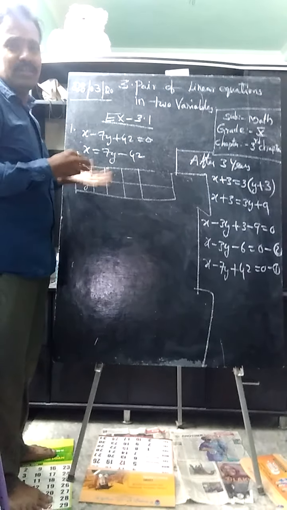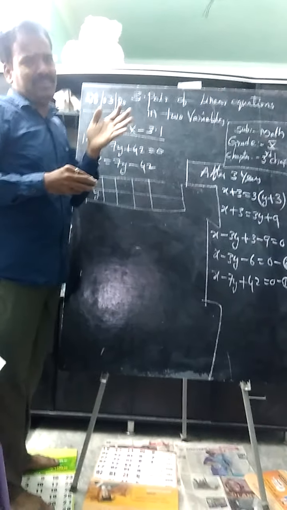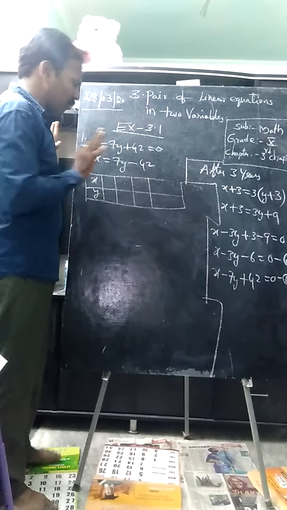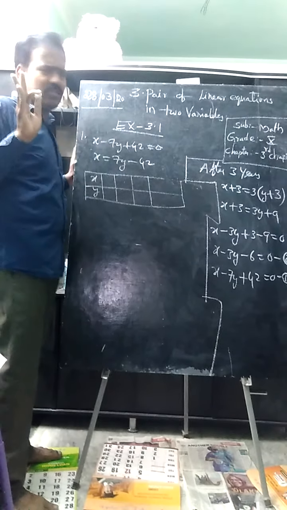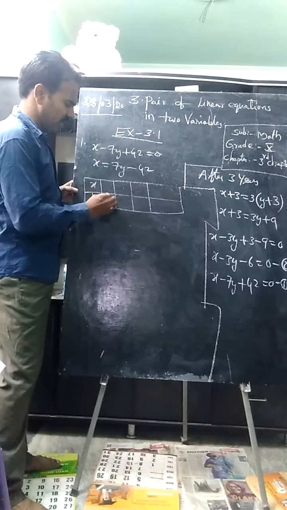It is difficult to plot. That is why always try to take whole numbers, I mean integers, any integers which are possible. So it is better to take 3 or 4 values, depending on the situation. Let me take y is equal to 0.